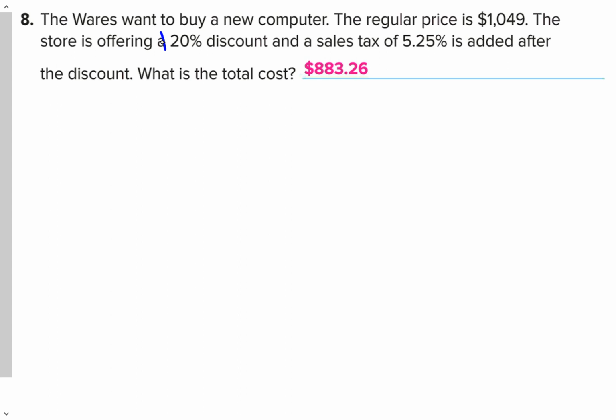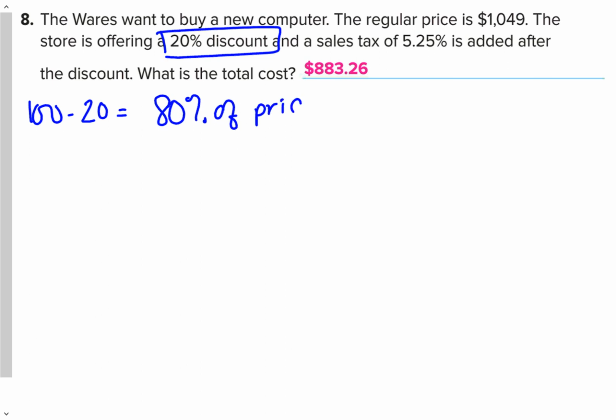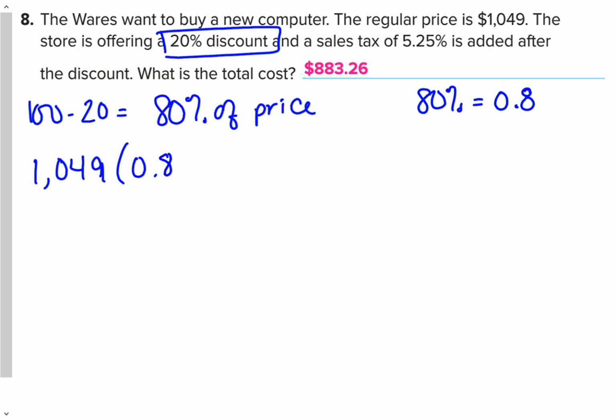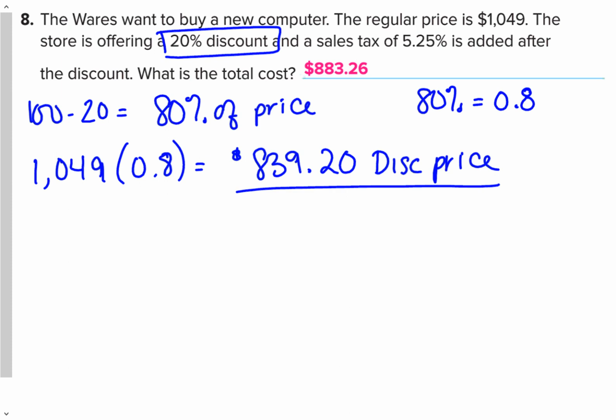So if it's a 20% discount, so 100 minus 20, that means we're only paying 80% of the price, which is awesome. And just remember, 80% equals 0.8. All right, so we're going to have our 1,049. Let's multiply that times our 0.8. That's going to equal $839.20. That is our discounted price. Now we have to add on our tax.